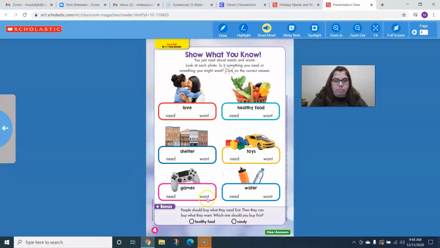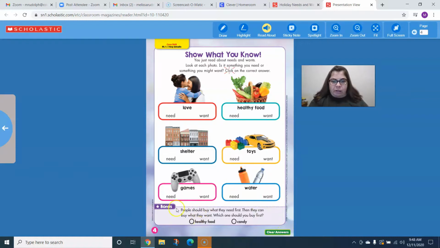Let's look at games. Games, do you need them or do you want them? That's right, you want them. Again, you don't need games to be able to live, but they are fun to have and that's something that brings us joy. Water. Do we need or want water? We need it to survive. You need water to be able to make your body work appropriately.